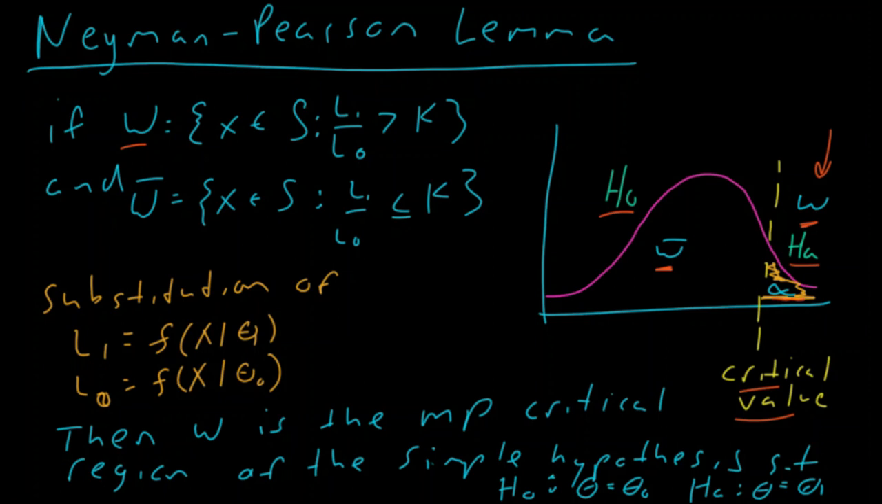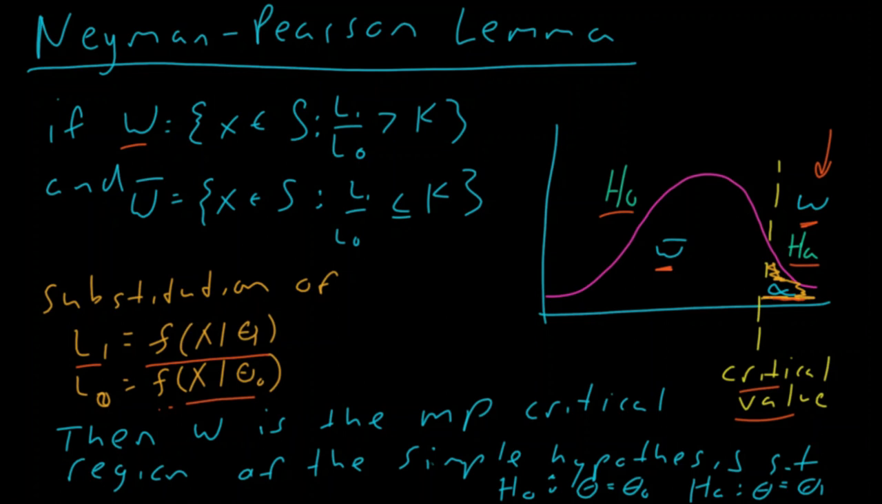So W is equal to the set of X, an element of our sample space, such that the likelihood function 1 divided by likelihood function naught is greater than K, and the complement of W is such that X is an element of the sample space where the likelihood function 1 divided by the likelihood function naught is less than or equal to K. We've made a small substitution here. Rather than using f of x given theta 1, we'll be using L1, and rather than f of x given theta naught, we'll be using L naught.